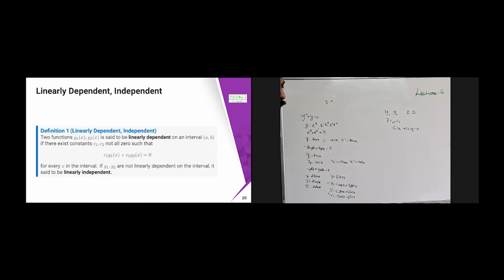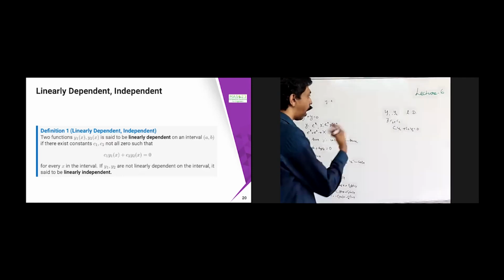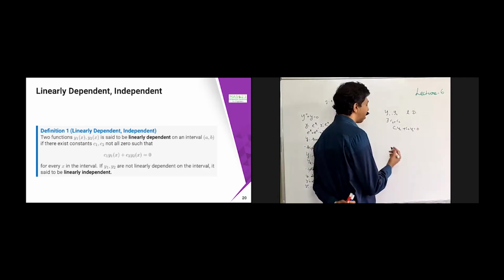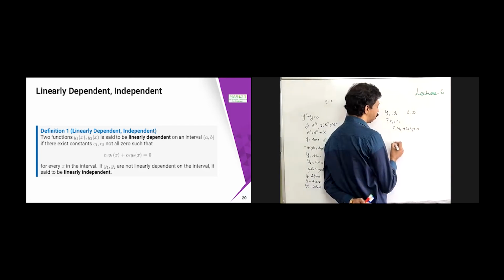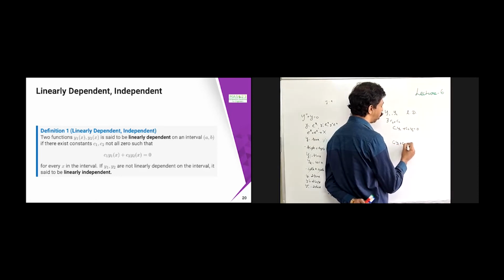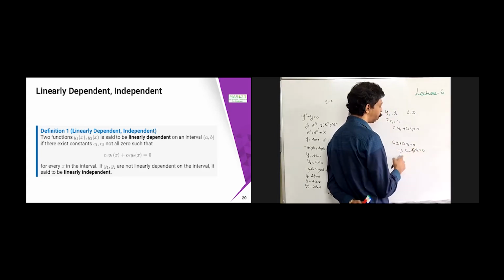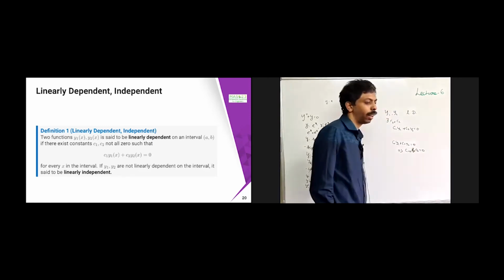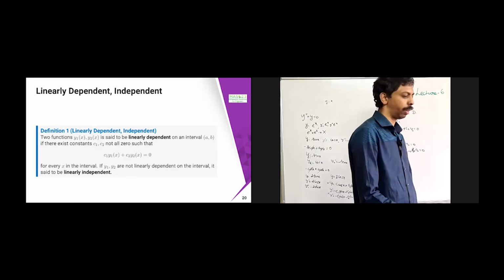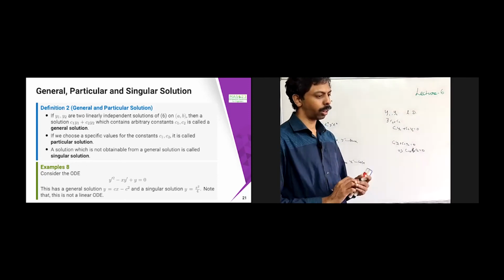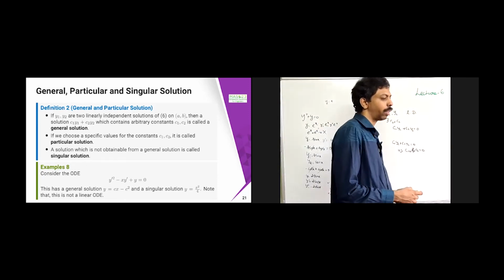If y1 and y2 are not linearly dependent, then we say that y1 and y2 are linearly independent. In other words, suppose you take any linear combination c1 y1 + c2 y2 = 0. Then what you need to prove is that c1 = 0 and c2 = 0. Both should be 0. If you prove that c1 y1 + c2 y2 = 0 implies c1 = 0 and c2 = 0, then we say that it is linearly independent. This is another way of defining the same thing. Now, what are the general solution, particular solution, and singular solution? First we will see what the general solution is.